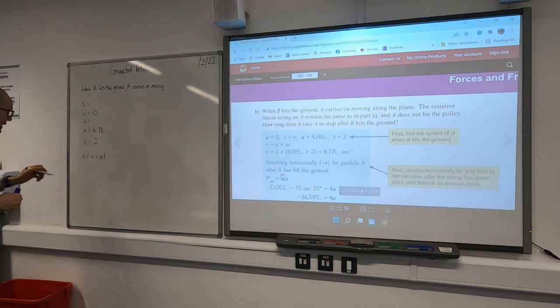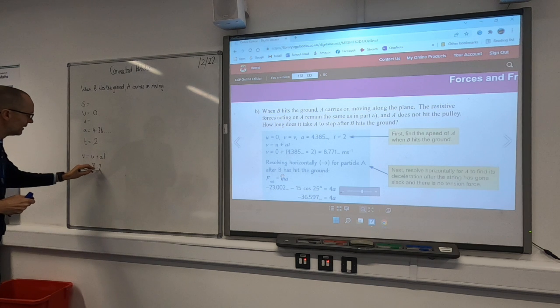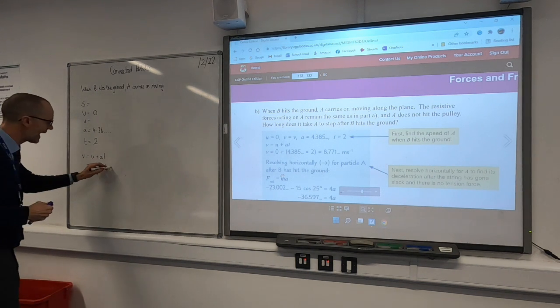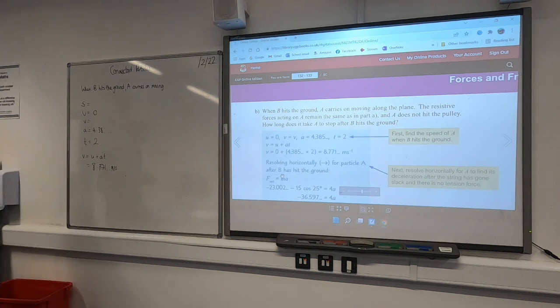So helpfully, they've given us that, but we need to make sure that's stored on our calculator, which is ironically the same as the distance. So I'm going to multiply it by 2 again. Don't know where I'm coming or going, and store that value. So this is how fast it's travelling at the point that B hits the ground. And we want to know how long does it take to stop.